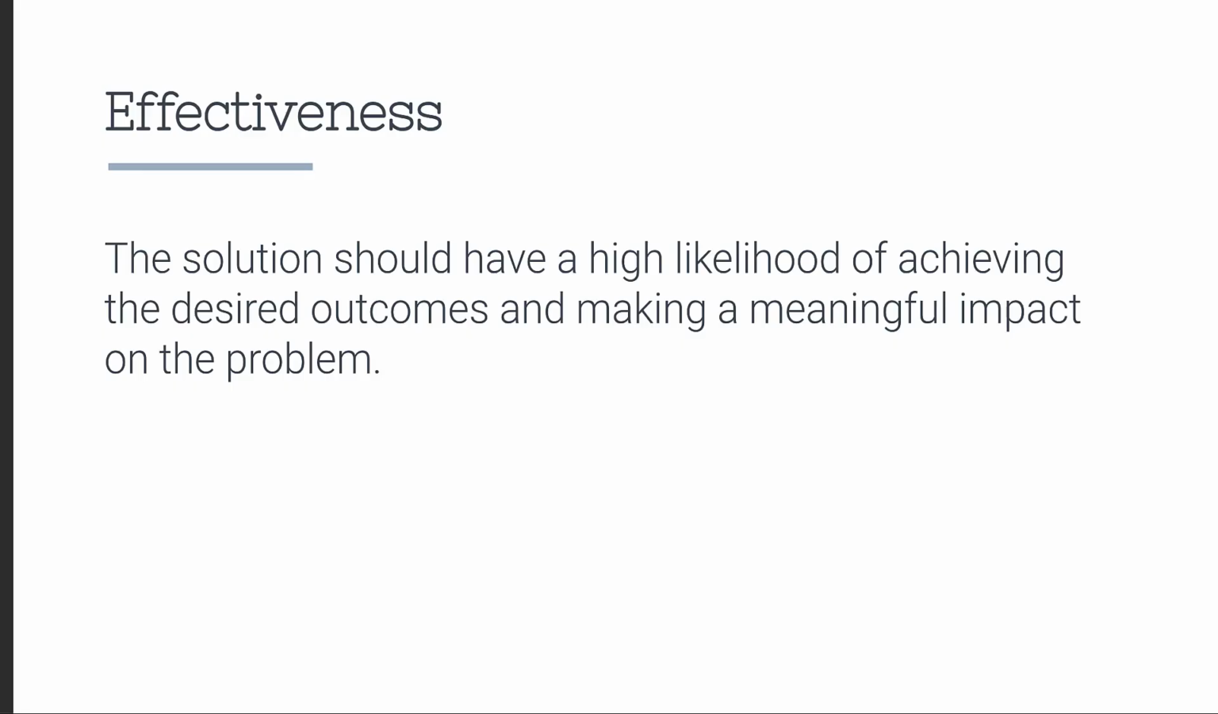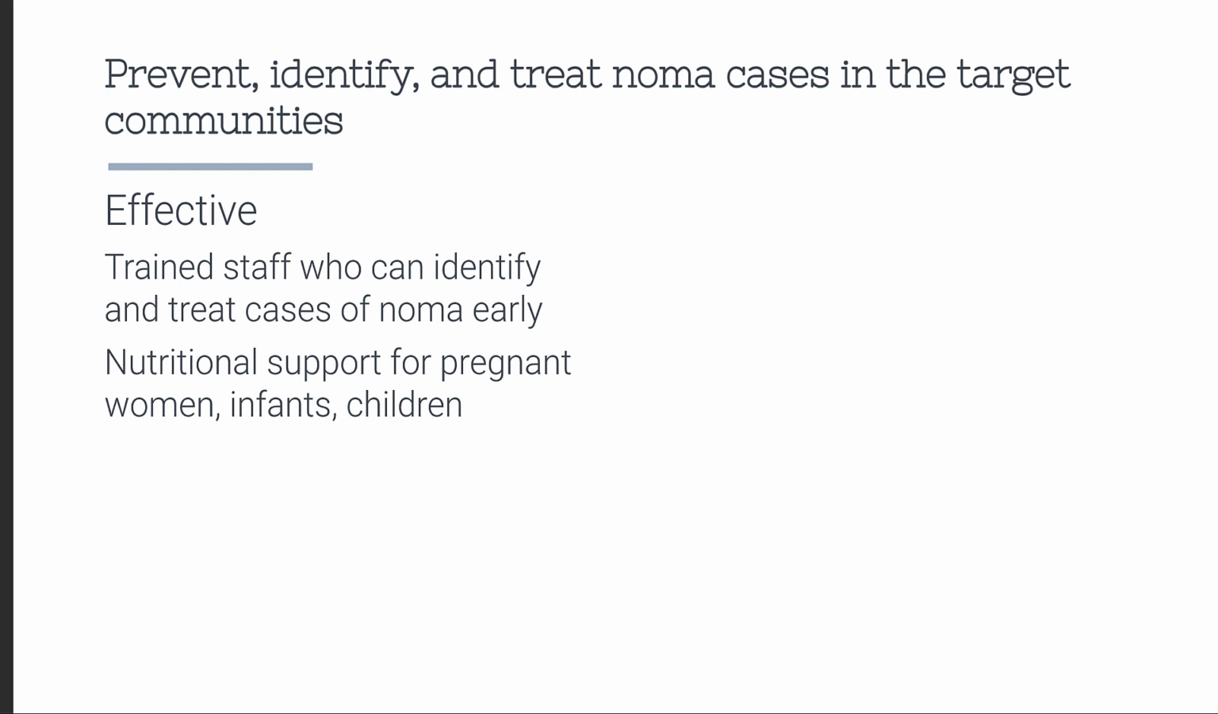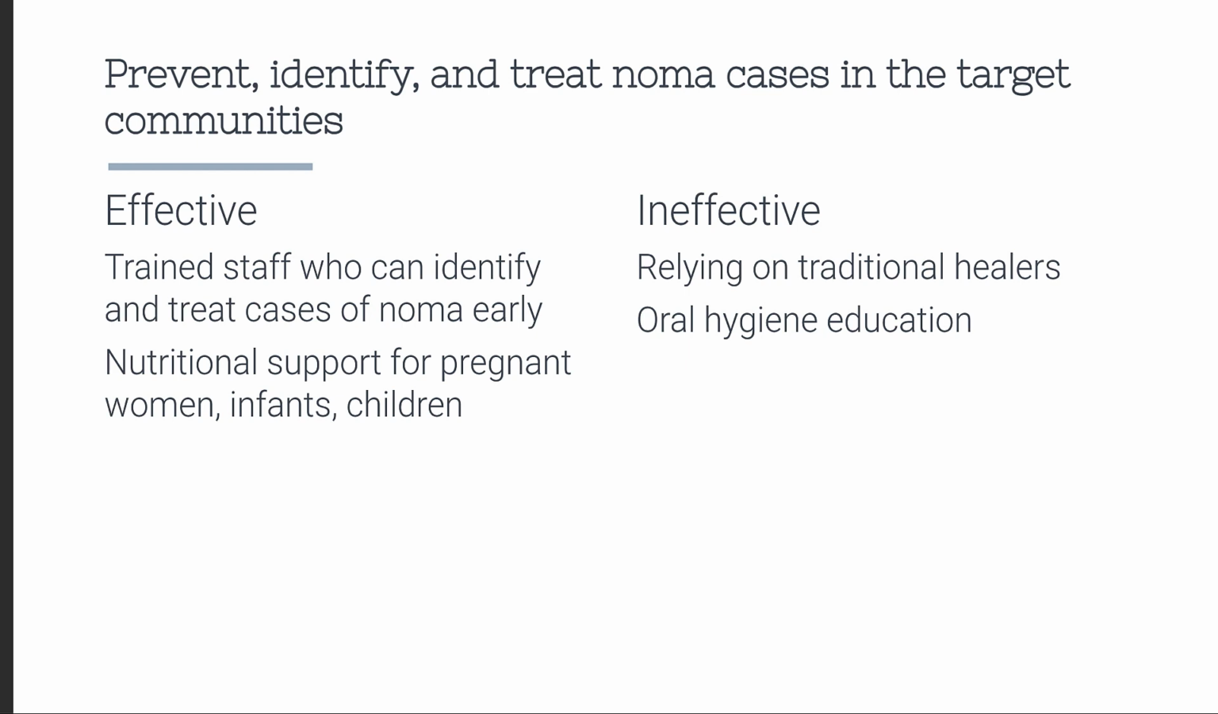Now let's look at effectiveness. The solution should have a high likelihood of achieving the desired outcomes and making a meaningful impact on the problem. Trained staff who can identify and treat cases of noma early are good because when it's early, it can be caught and stopped. Nutritional support for pregnant women, infants, and children is important because this can help prevent it. Some ineffective proposals might be relying on traditional healers who might not have the training or beliefs to help in this, or providing oral hygiene education, because if they don't have the kits, then they can't benefit from the education.